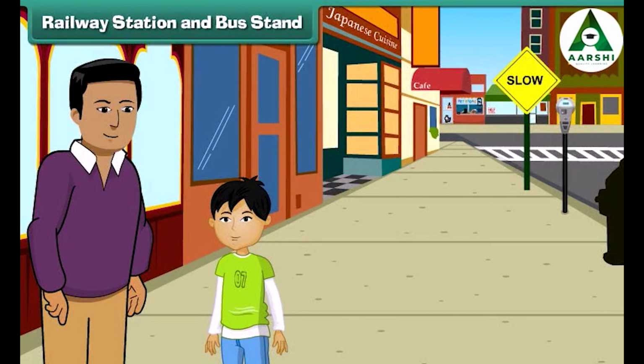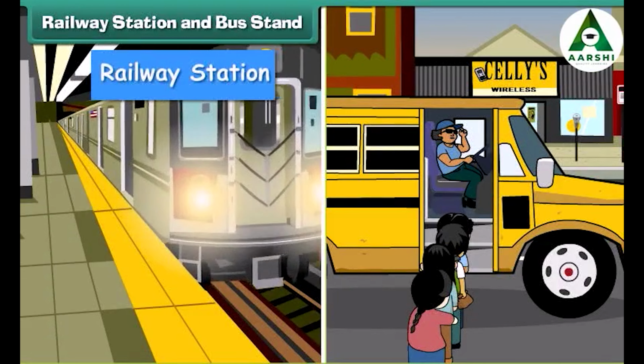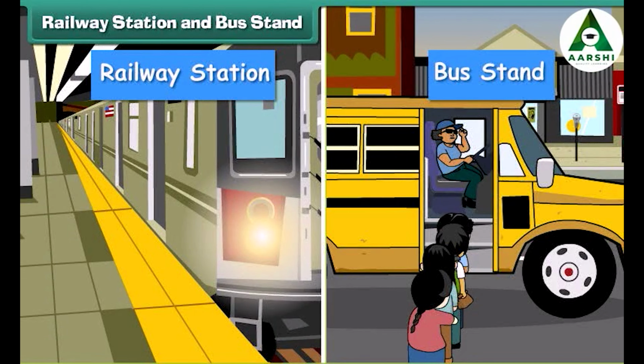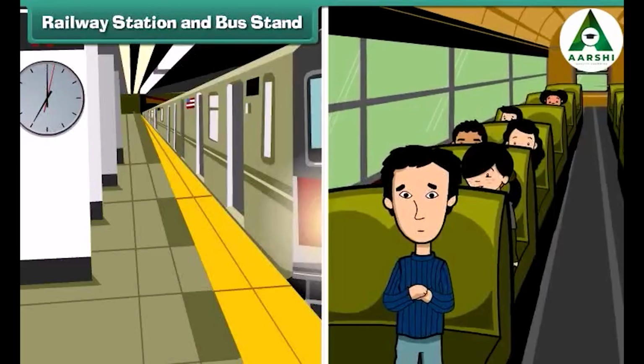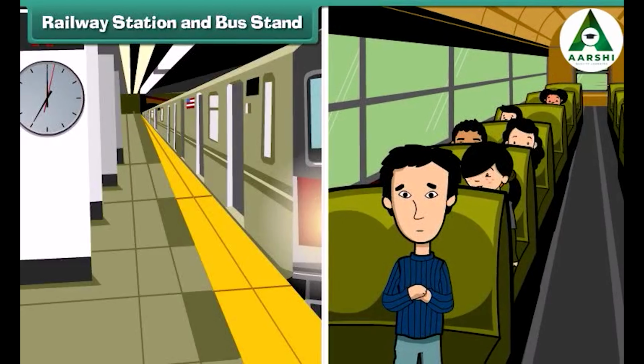Dad, I'm getting tired now. Shall we go back home? Okay, dear. Let's go to the railway station. This is the railway station, and in front of it, that is the bus stand. People travel by trains or buses. Trains and buses join our city to various places.